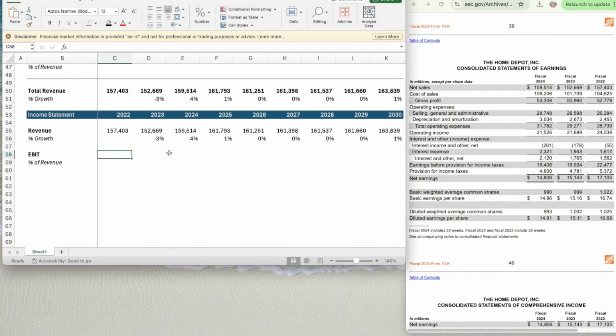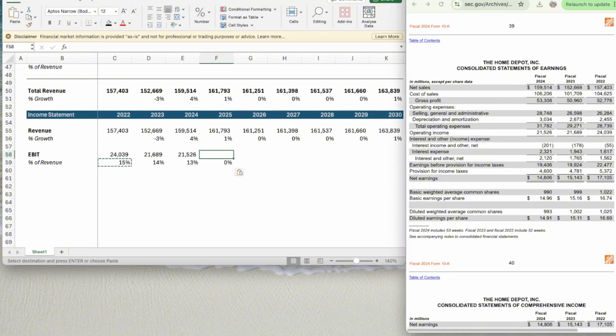24039. 21689. 21526. No, don't cross it out, just copy the formatting. Take the EBIT divided by the percentage of revenue. This gives us our percentage, and we just pull that along.